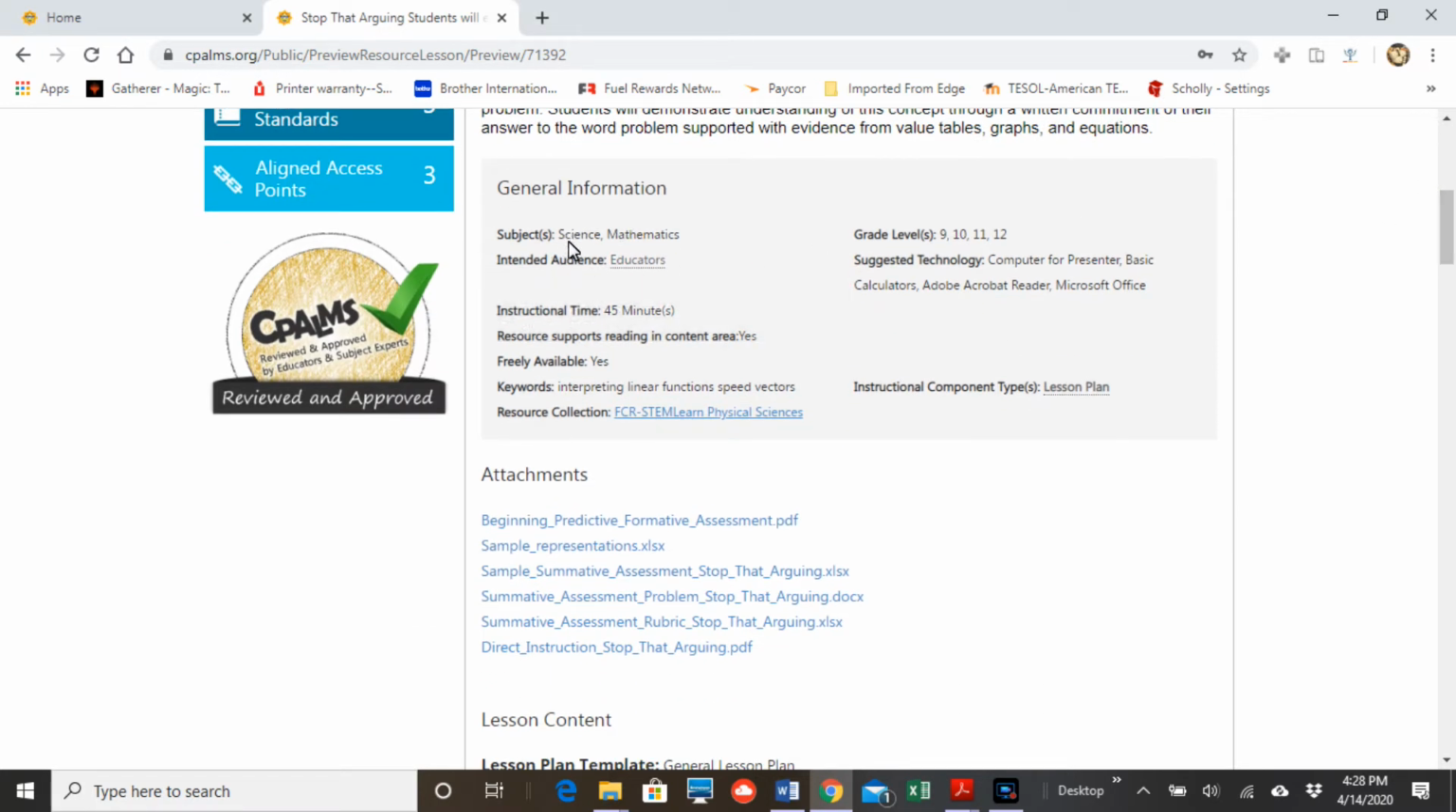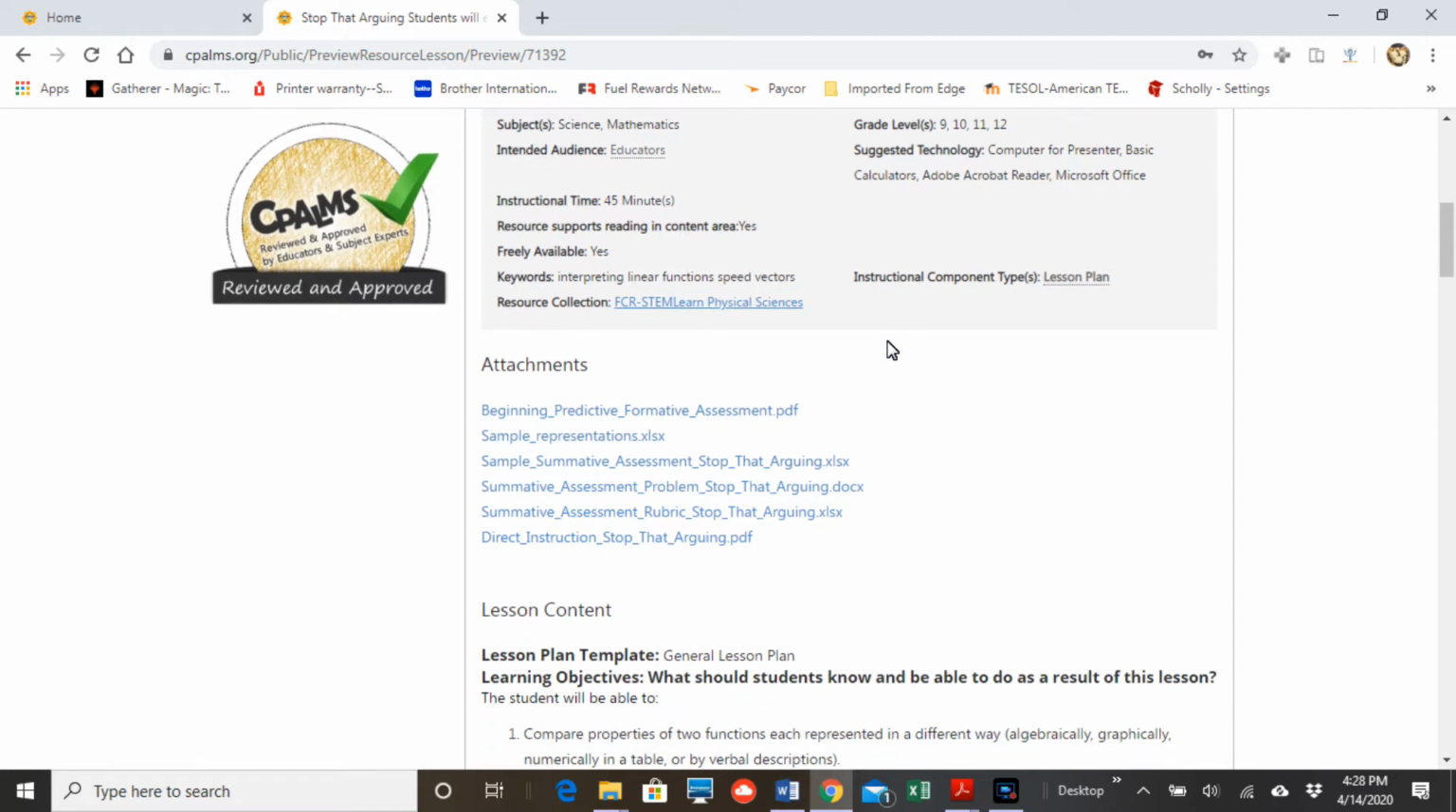So see, like I was telling you, the science and math is being connected. It has your grade levels. It has what technology you need. So you need a computer, a calculator, Adobe or Microsoft, because you're going to end up downloading things, right?